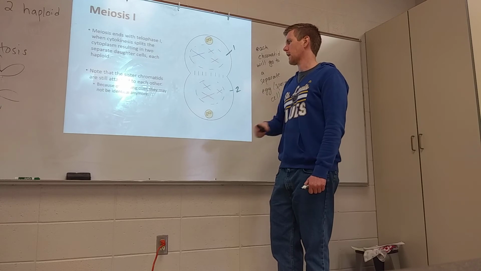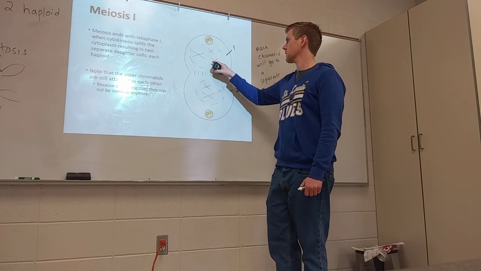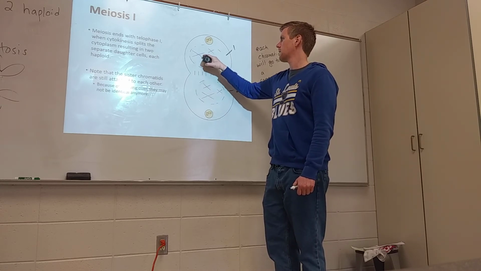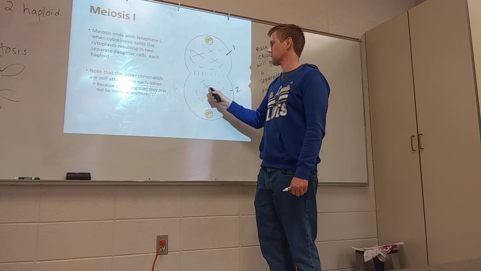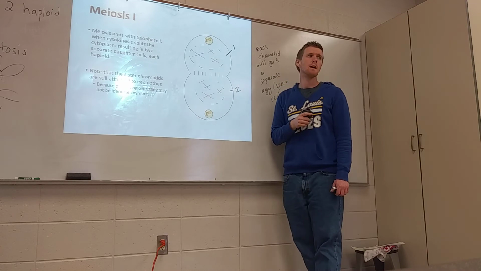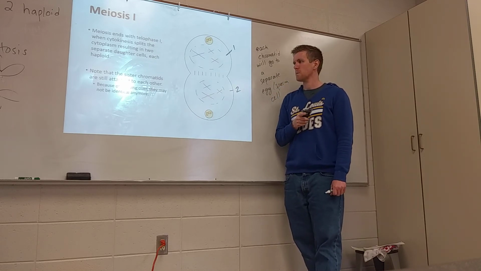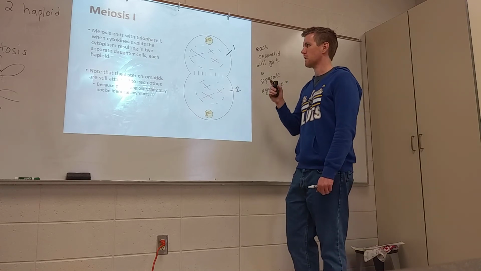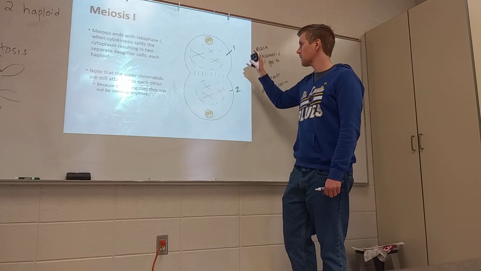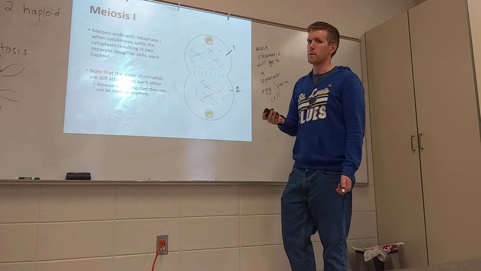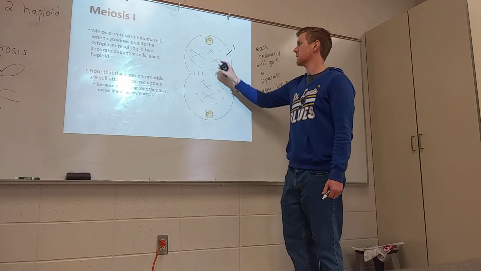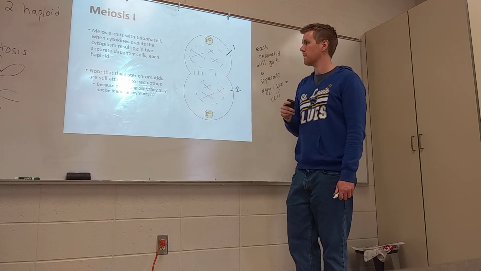Again, notice that the sister chromatids are still attached to each other. They might not be identical anymore because they've got crossing over, which has resulted in some of the swapping of DNA among homologous chromosomes, but they're still attached to each other. And so we've got 2 new daughter cells, and they're going to be haploid. 1 copy of each chromosome instead of 2.